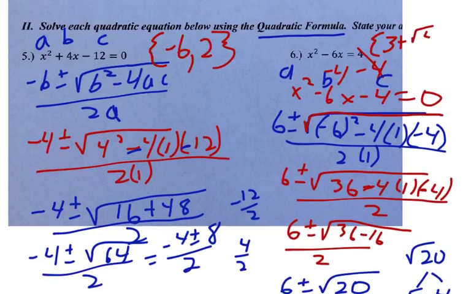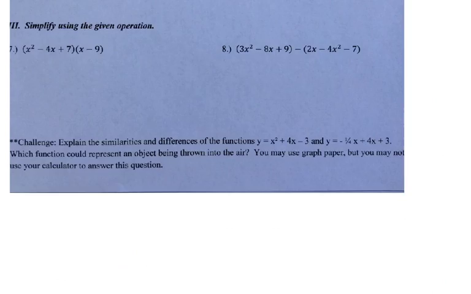Plus square root of 5, 3 minus square root of 5. So they won't always be perfect squares like they were in number 5. So be ready for that. All right, number 7. It says simplify using the given operation. Well, this one doesn't have any operation in between the parentheses, so that tells us we are multiplying. All right, so we are multiplying for number 7.